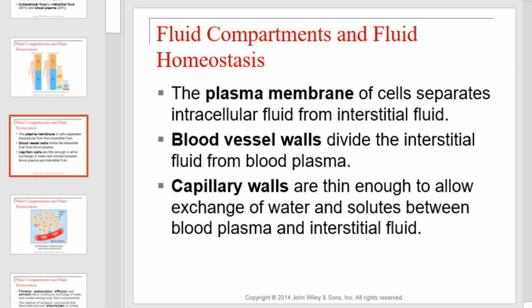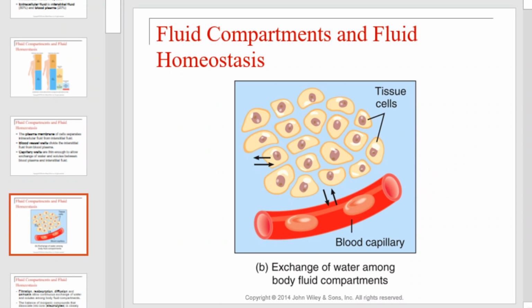The plasma membrane of cells separates intracellular fluid from interstitial fluid. Blood vessel walls will divide the interstitial fluid from your blood plasma, and capillary walls, which are thin, allow the exchange of water and solutes between the blood plasma and interstitial fluid. This graphic illustrates the exchange of water among body fluid compartments.